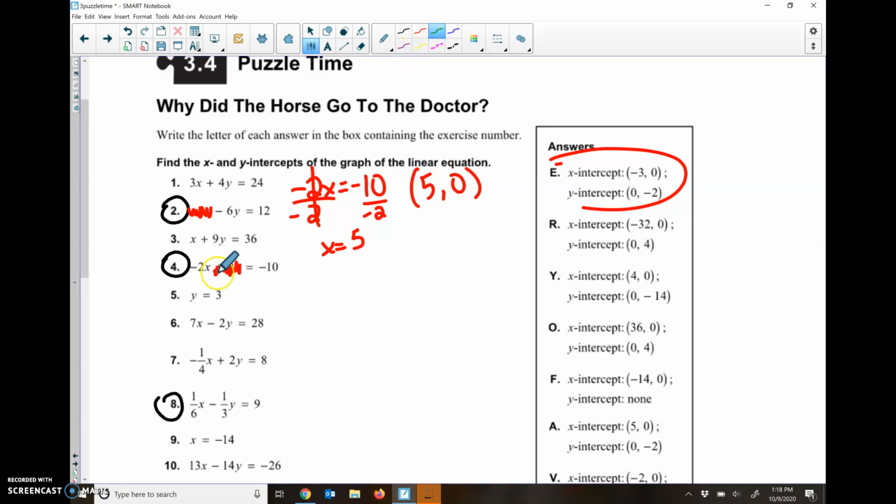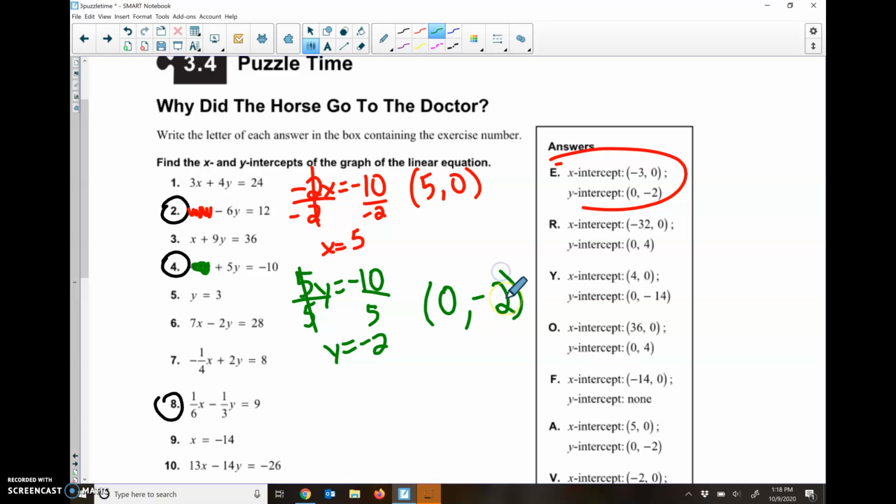And then we're going to do the y-intercept. So I get rid of my x there. So I'm left with 5y equals negative 10. Divide both sides by 5. So y is negative 2. That means when we write it, we get 0, negative 2. So it looks like it's this one down here.